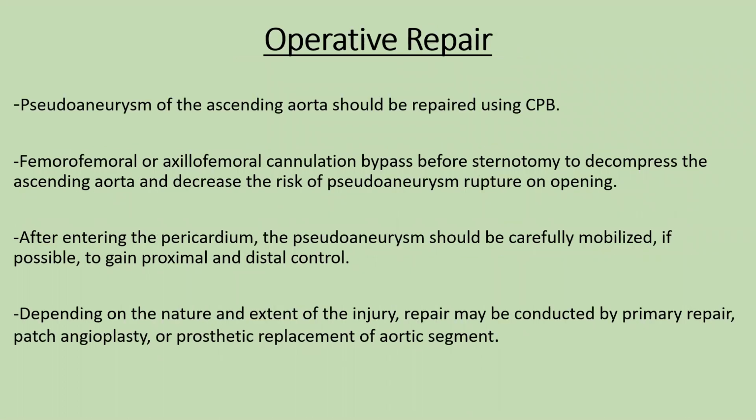Operative repair: pseudoaneurysms of the ascending aorta should be repaired using bypass, femoral or axillofemoral cannulation bypass before sternotomy to decompress the stress on the aortic wall and pseudoaneurysm rupture on opening. After entering the pericardium, the pseudoaneurysm should be carefully mobilized if possible to gain proximal and distal control. Depending on the nature and extent of the injury, repair may be conducted by primary repair, patch angioplasty, or prosthetic grafts.